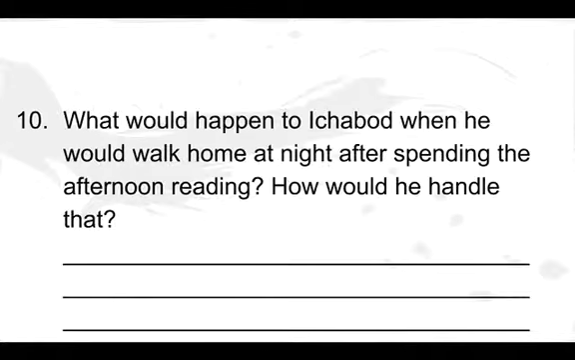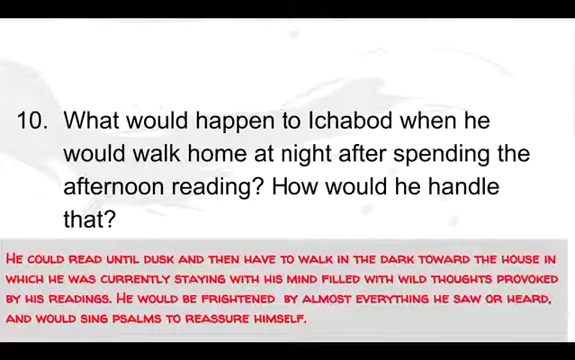What would happen to Ichabod when he would walk home at night after spending the afternoon reading, and how would he handle it? Well, you guys remember, Ichabod Crane is a scaredy cat. He would read until dusk, and then he'd have to walk in the dark toward the house that he was staying at with his mind filled with these wild thoughts. He'd be frightened by almost everything he saw or heard, and he would reassure himself by singing psalms, which are like songs from the Bible.